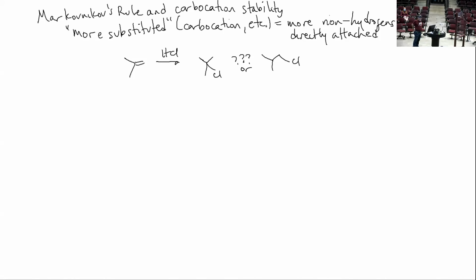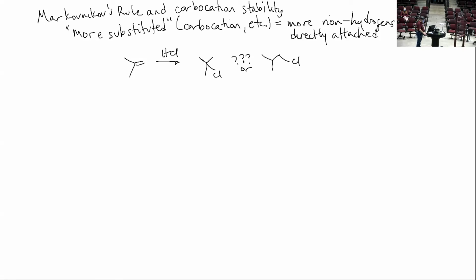So I've carefully chosen the alkene starting materials to be symmetrical so that it wouldn't matter which way the hydrohalic acid added. You'd get the same thing. We had an example like that in our review question last time. But what if the alkene starting material is not symmetrical?